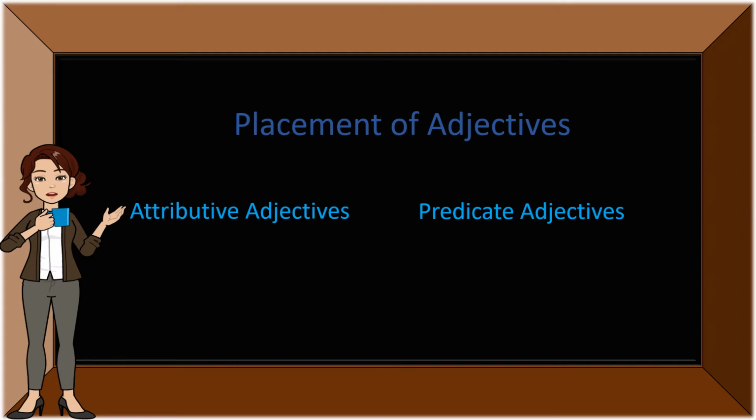We have talked about attributive adjectives going right in front of the noun they modify, and sometimes they can go after, which is postpositive. Now, predicate adjectives go behind a linking verb, and they describe the subject.